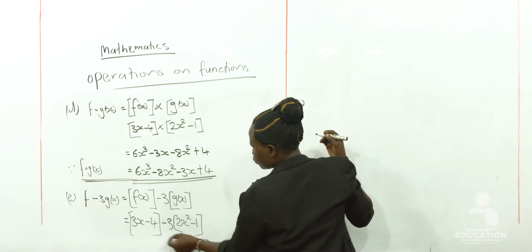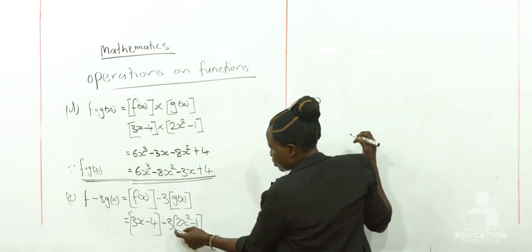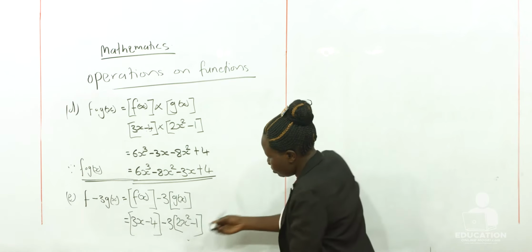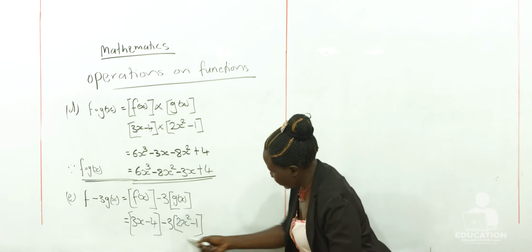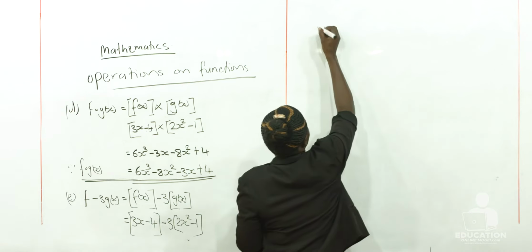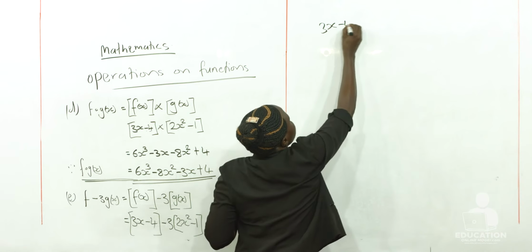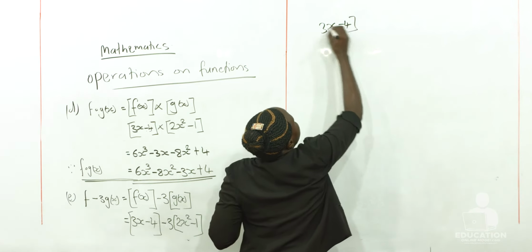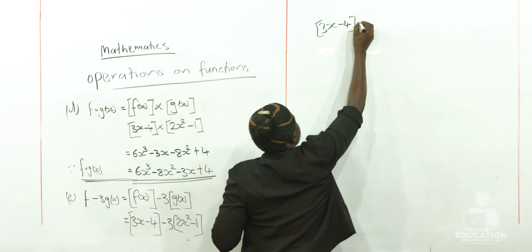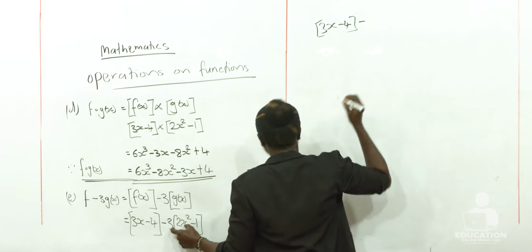Before you operate, apply your operation here of subtraction, you are going to do what? You will first simplify this part. This is the bracket here. So you will have 3x minus 4. So when we open the bracket, we say 3 times this.